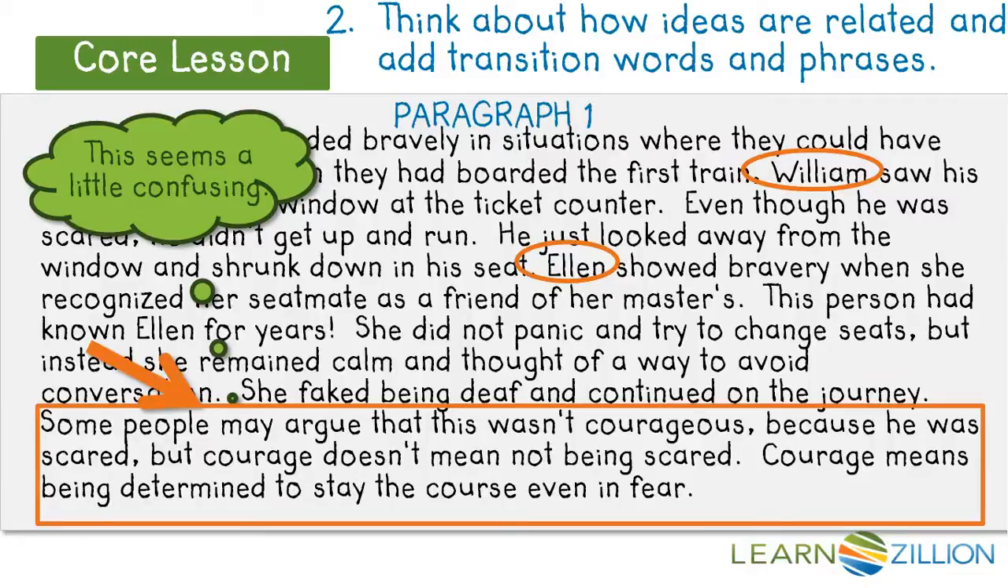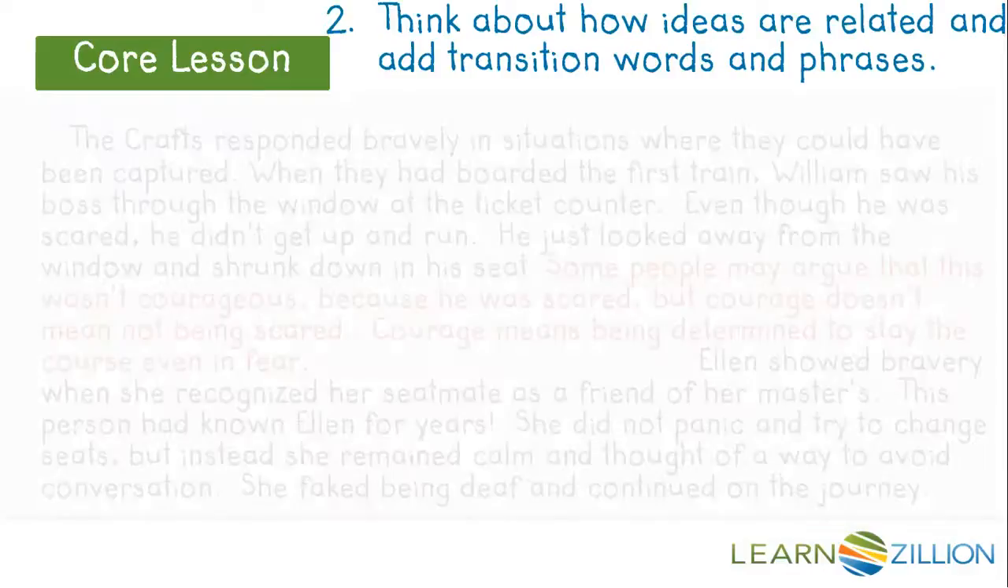This is where I put my opposing claim, and I wanted it to refer to both Ellen and William, but it seems like maybe it only applies to Ellen since it's directly after that sentence. I think I need to move this opposing claim sentence in between William and Ellen's bravery examples. I'll try that.